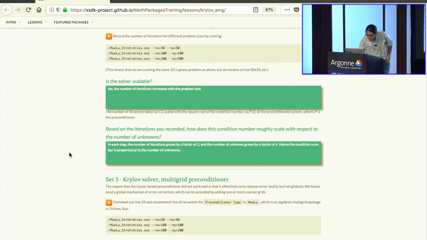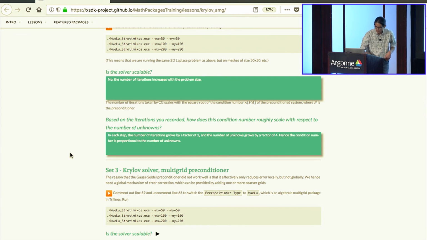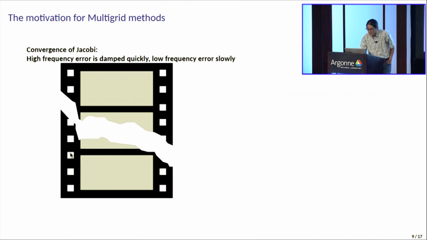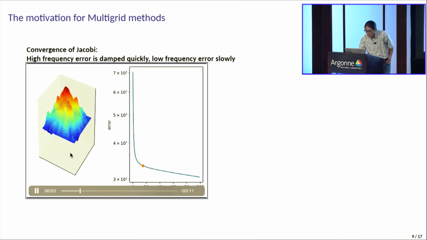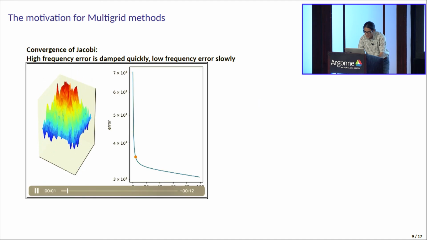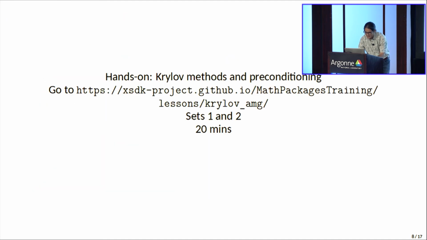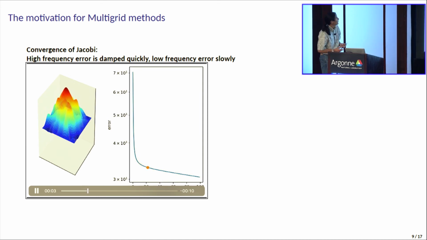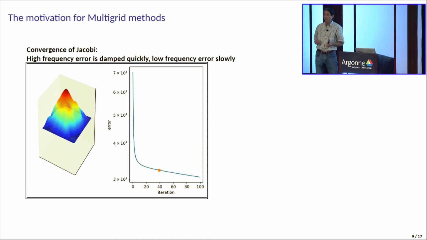Okay, so I think now, before we go on to set 3, we want to jump back over and look at multigrid methods. Let me go back here. There we go. All right, we'll let this play. Okay, so this is kind of the motivation for multigrid methods.